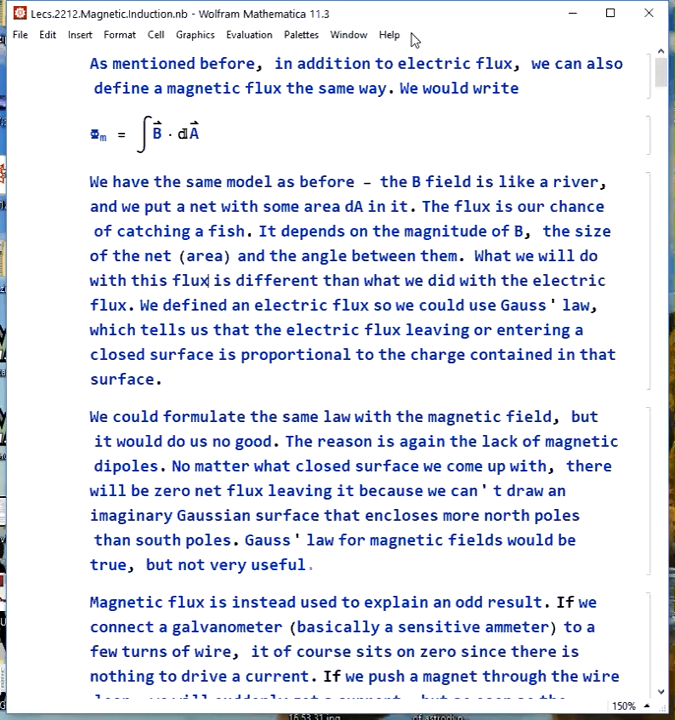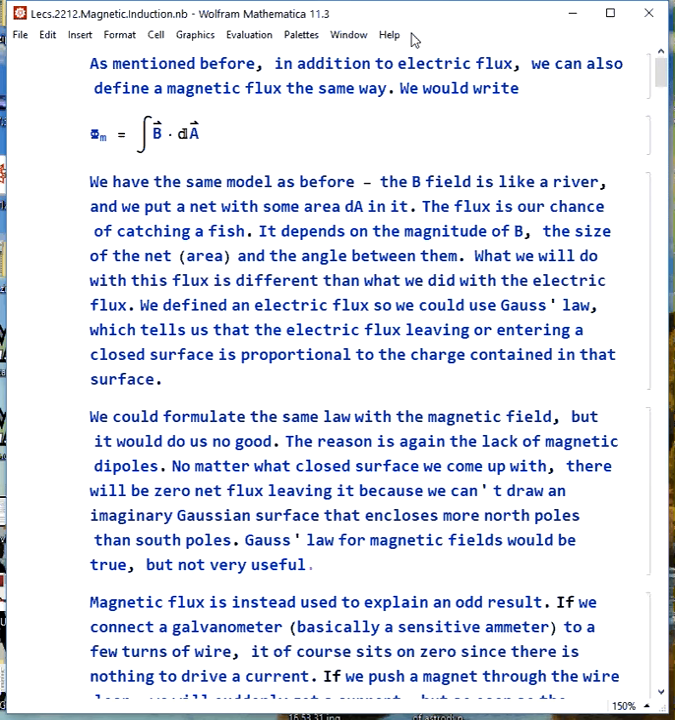As we mentioned before, just like there's an electric flux, we could define a magnetic flux the same way. We have here phi m is the integral of B dot dA. And we could go with the same model as before. The B field is a river. The net you put in it has some area A. The angle between the river's flow and the net's normal vector is theta, the dot product part.